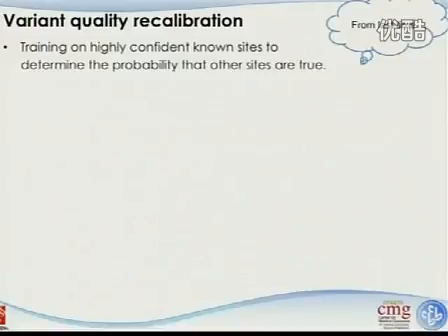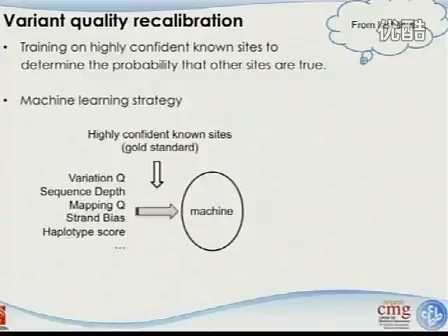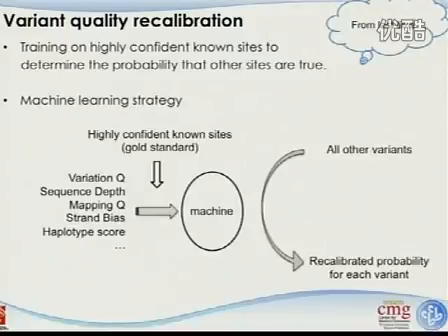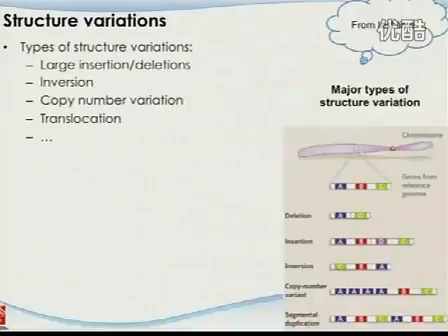Right? And we talk about variant quality recalibration. The idea is training on highly confident known sets to determine the probability that other sets are true. So basically, you take the variants that you are really confident are correct, especially the ones in dbSNP and 1,000 Genomes, and then for each individual variant you have many covariates. Based on the gold standard you identified, you can train a machine learning type of approach. And for all the other variants, based on this model, you will recalibrate the probability that each is right or wrong. And this is the variant quality recalibration part.